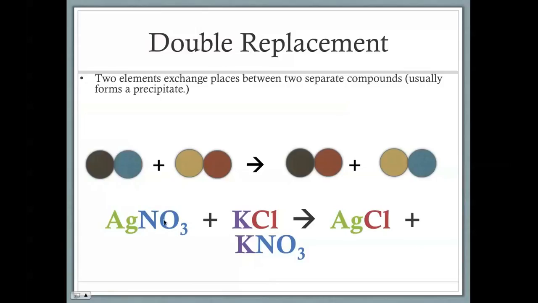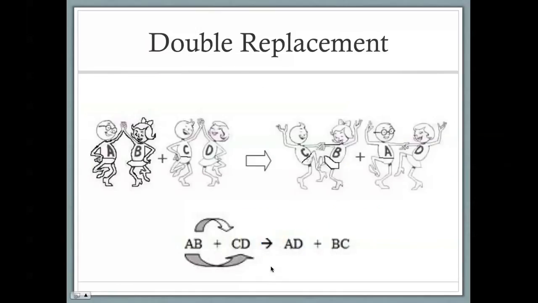So Ag was originally with NO3, now it's with Cl. Potassium was with Cl, and now it's with NO3. So this is a double replacement reaction. Those ions are switching places. And this would be like dance partners. As you can see with the bottom here, A was originally with B, and now it is switched with C, so that is dancing with the person in the shirt with a letter D.